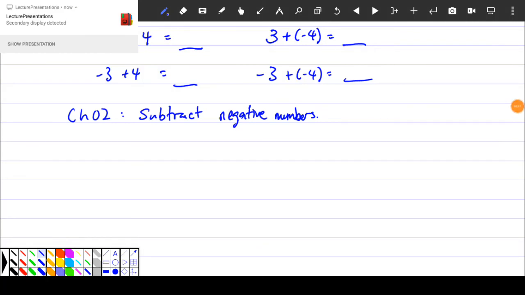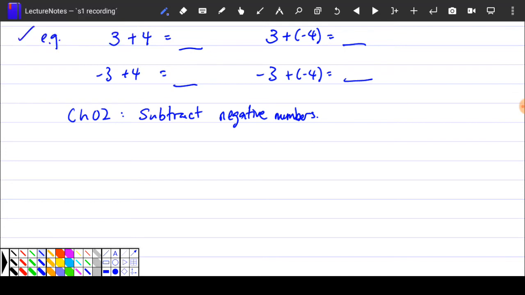Okay, so in the previous video we learned how to add negative numbers. So now let's learn how to subtract negative numbers. It's rather interesting because when I write 3 minus 4, we know that for 3 the absolute value is 3, and the sign in front of the 3 is a plus. Let's try and understand it in two ways.